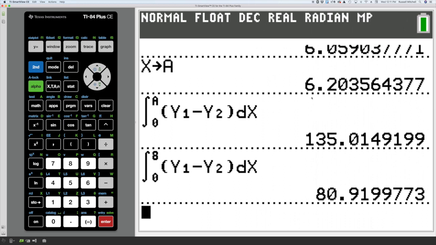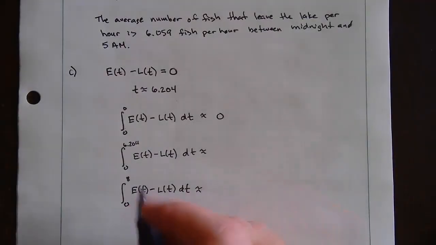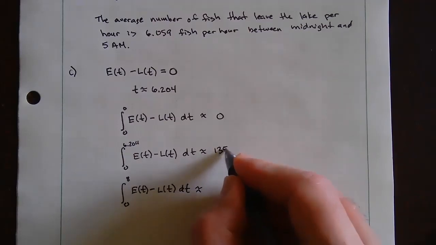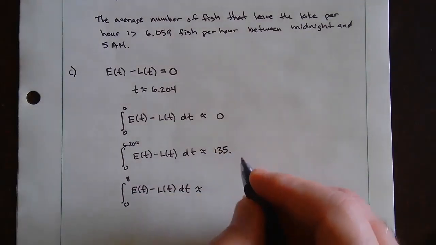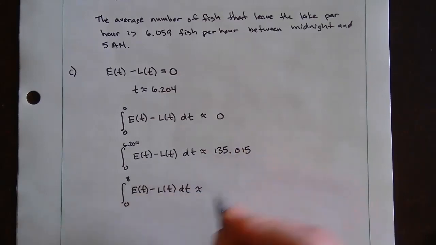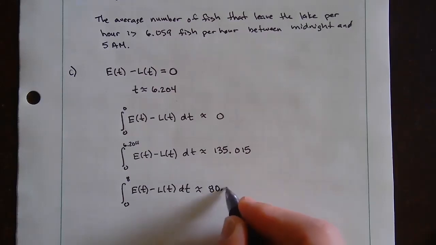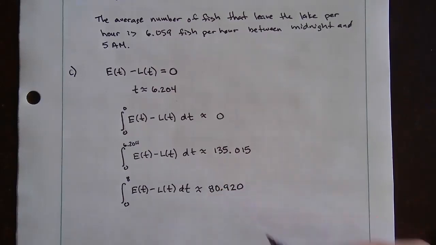All right, let's record these values because we need to show our work. This is part of justifying our answer. We'll show our work and then write our answer. From the calculator, the integral from 0 to 6.204 came out to be 135.015. And the one from 0 to 8 came out to be 80.920, really. This one is the largest. And the question was, at what time is the greatest number of fish in the lake?